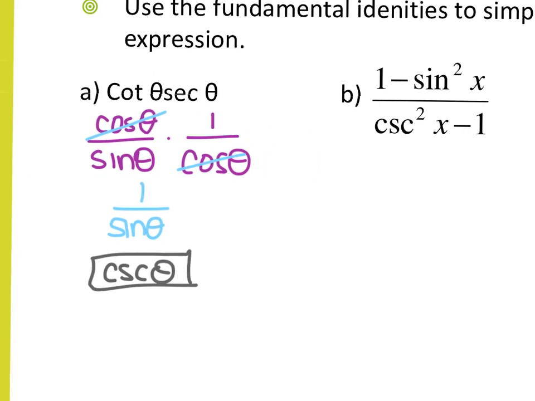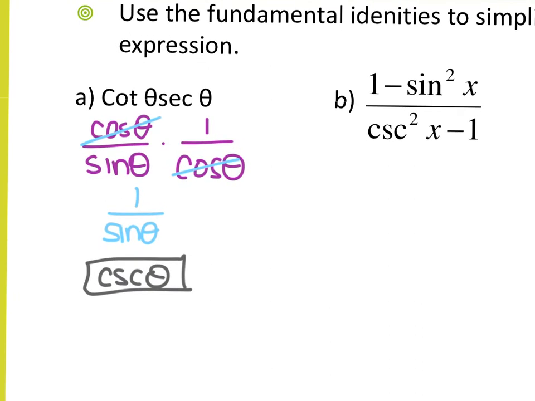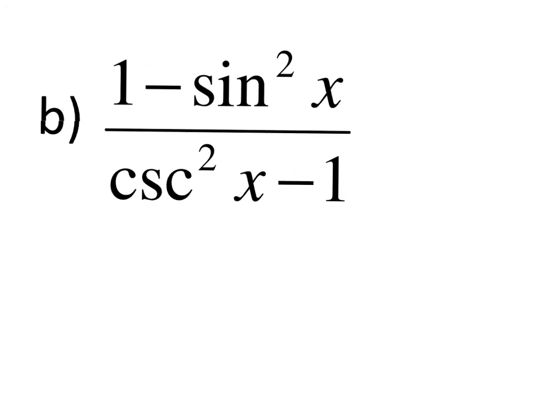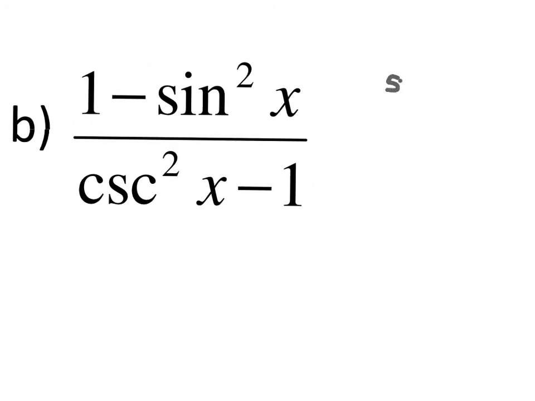I would say the biggest piece of advice I could give you of these is to never stop from the beginning. Always at least try them, because you might find that the last one's the easiest one. It might just click. All right, B says 1 minus sine squared over cosecant squared x minus 1. So I know that sine squared plus cosine squared is 1. I know that tangent squared plus 1 equals secant squared.